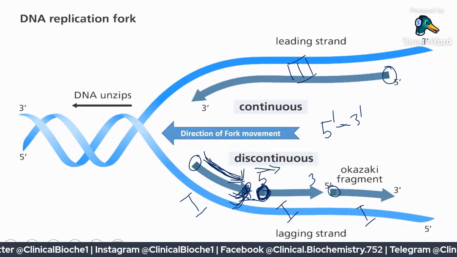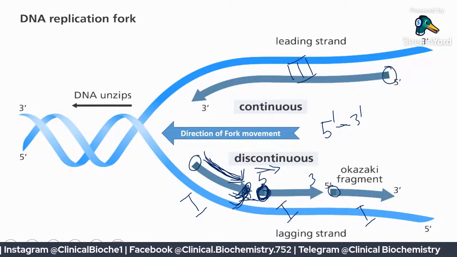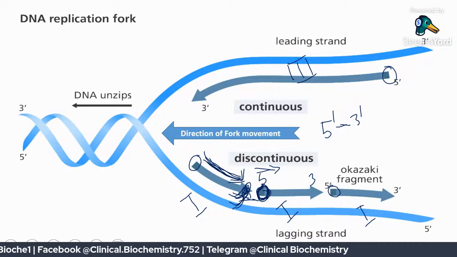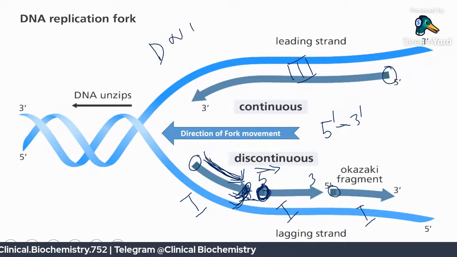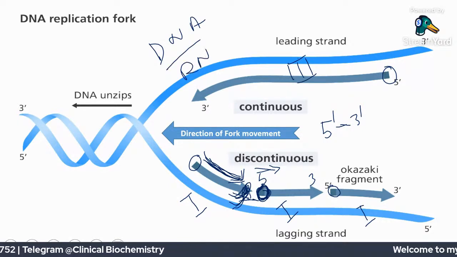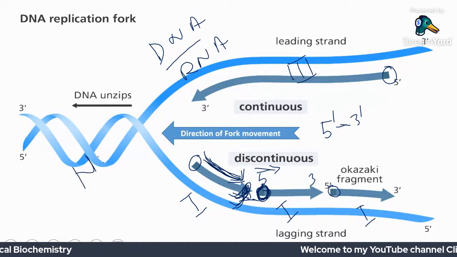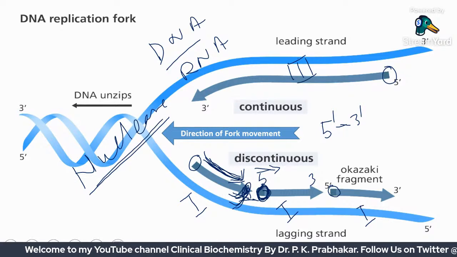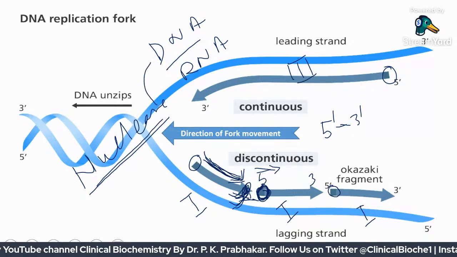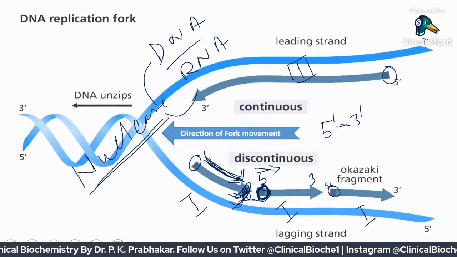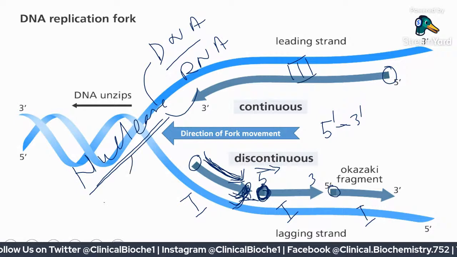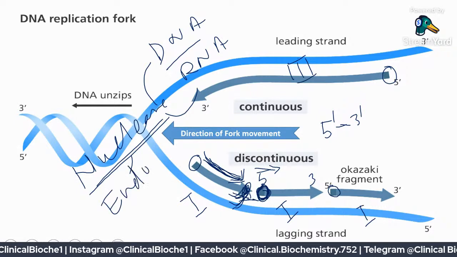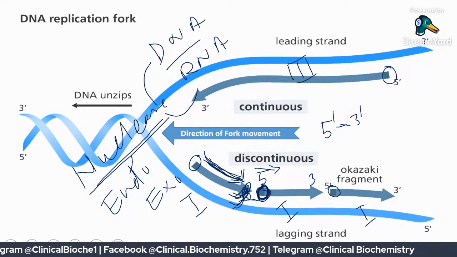Normally we have two types of enzymes. Those enzymes which degrade nucleic acid, either DNA or RNA, are called nuclease enzymes. So those enzymes which digest nucleic acid are called nucleases. Among these nucleases we have DNase and RNase. Those which work on DNA are called DNase. Those which work on RNA are called RNase. These nucleases have two types. One is called endonuclease and the second one is called exonuclease.